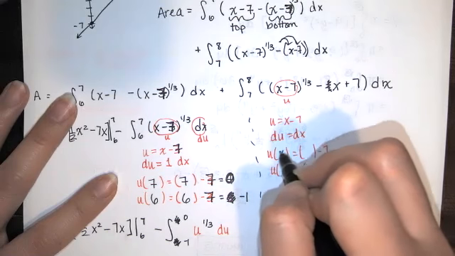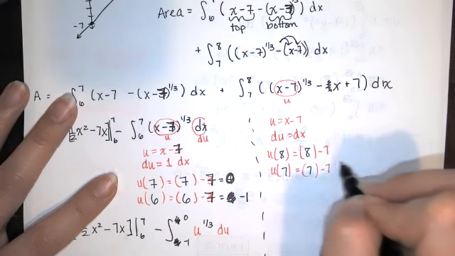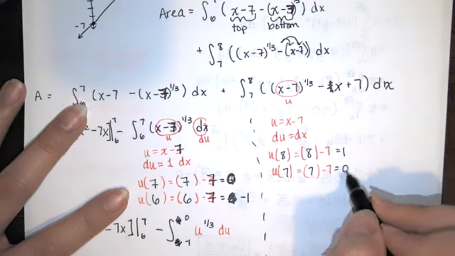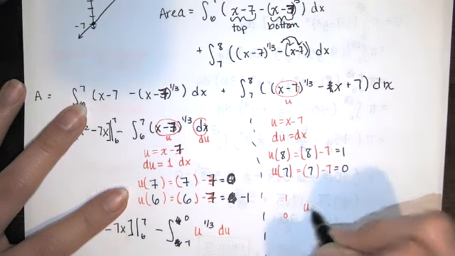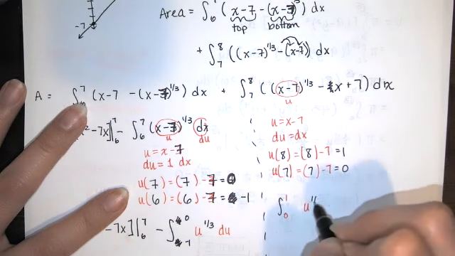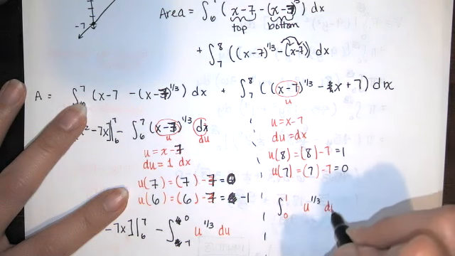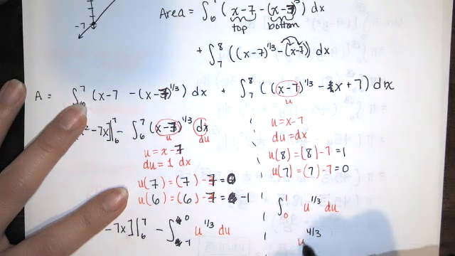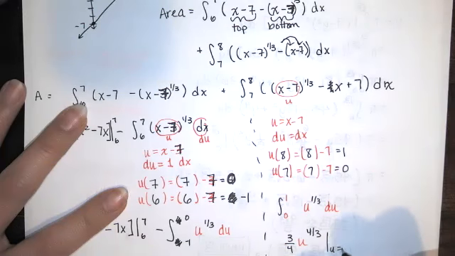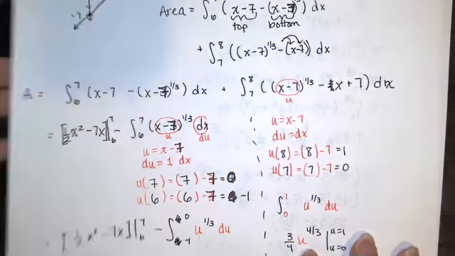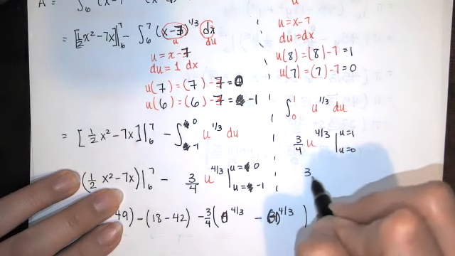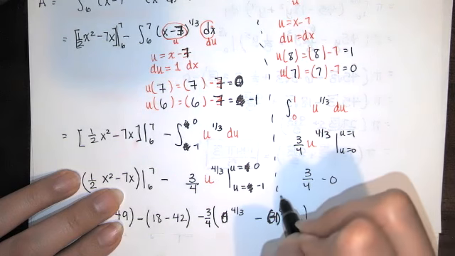Substitute in 8 for x, substitute in 7 for x, and we get a 1 here and a 0 here. So we end up with the integral from 0 to 1 of u to the 1/3 with respect to u. Add 1 to the exponent. Divide by the new exponent. Dividing by 4/3 is multiplying by 3/4. Substitute in u equals 0 and u equals 1 and subtract, and you just end up with 3/4. 3/4 minus 0, which is of course 3/4.